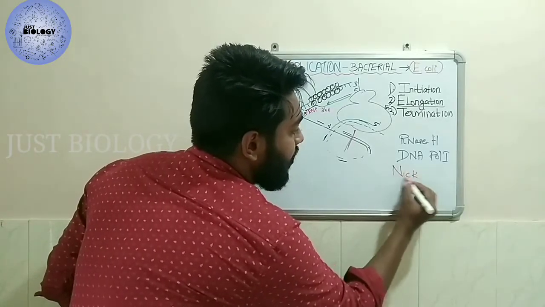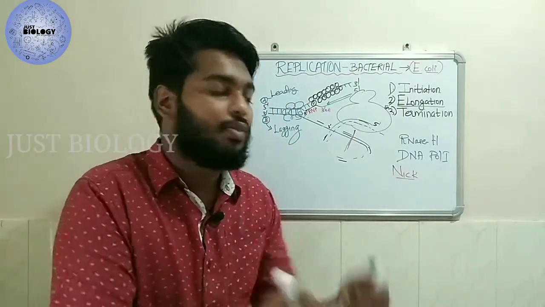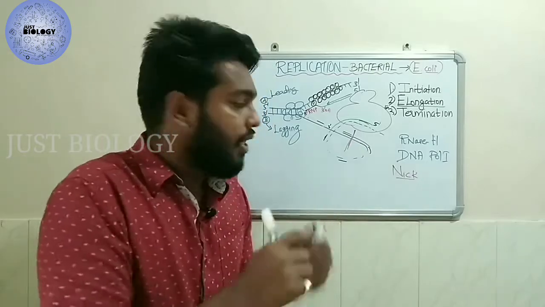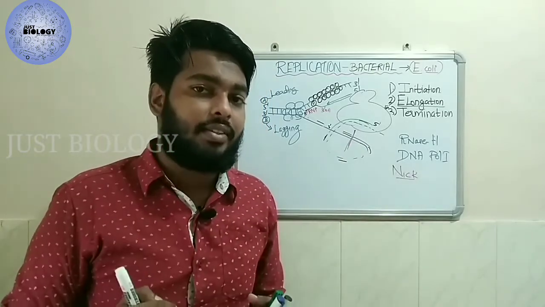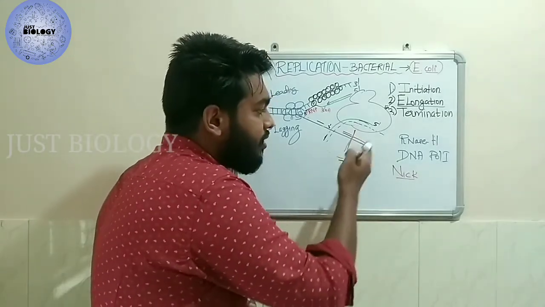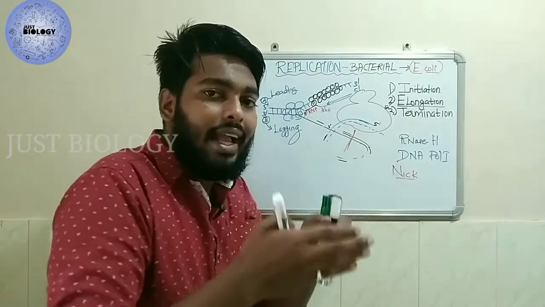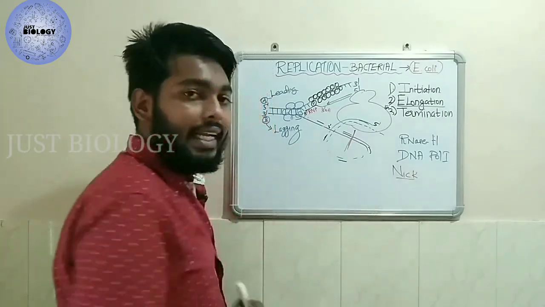Nick means there is a base. Actually the bases would be present, the different kinds of bases would be present, but the bond formation between two bases is absent. That's why we can see a small gap between two bases. Such a gap we can call a nick.